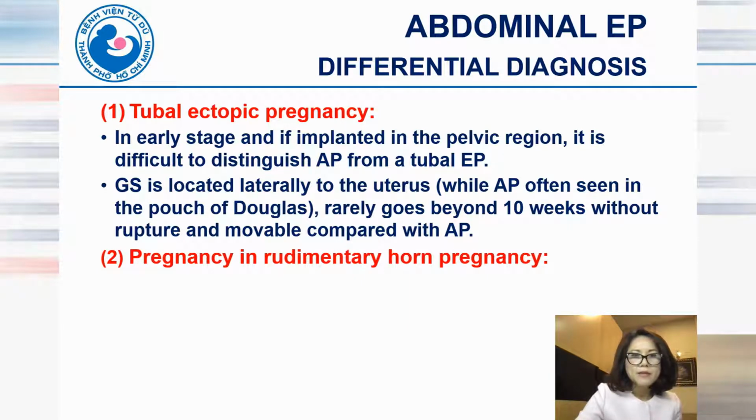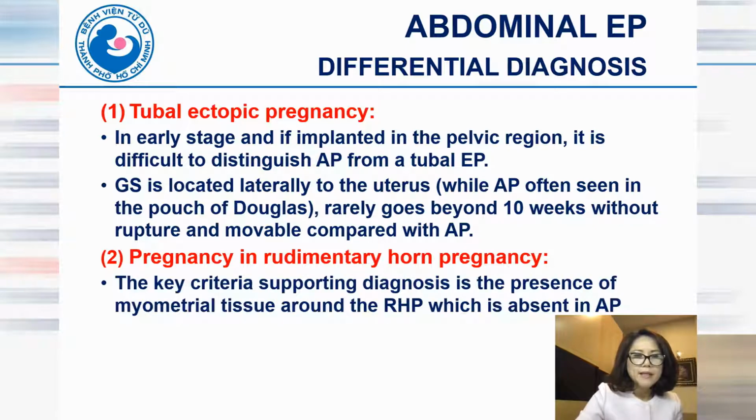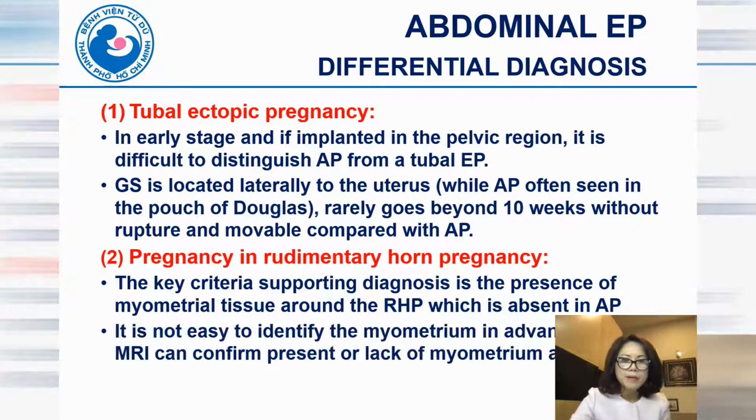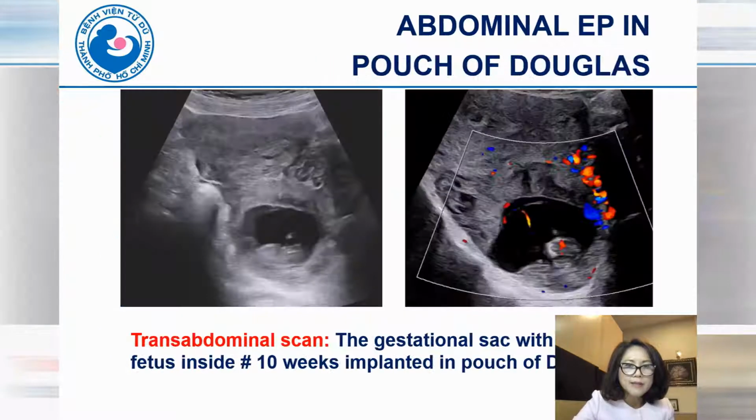The second differential diagnosis is pregnancy in a rudimentary horn. The key criterion supporting this diagnosis is the presence of myometrium tissue around the rudimentary horn pregnancy, which is absent in abdominal pregnancy. However, it is not easy to identify the myometrium in the advanced stage, so MRI can confirm the presence or lack of myometrium and help to differentiate between abdominal ectopic pregnancy and rudimentary horn pregnancy.